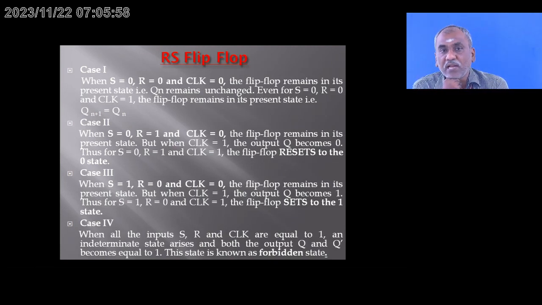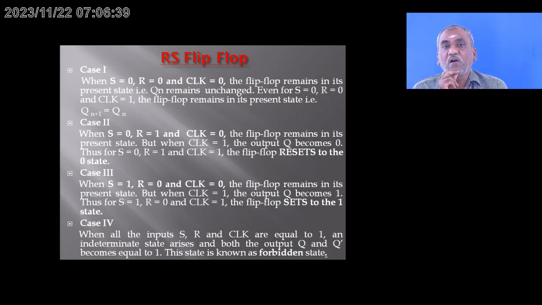Case 3: when S is equal to 1, R equal to 0, the set condition, and the clock equal to 0, you are not passing the clock, so the flip flop remains in the present state. When the clock is 1, the output of Q becomes 1 and the flip flop sets to 1. It is like switching on the laptop or computer, or the TV will be on. The same thing is used to set the state. The flip flop is set to the 1 state.